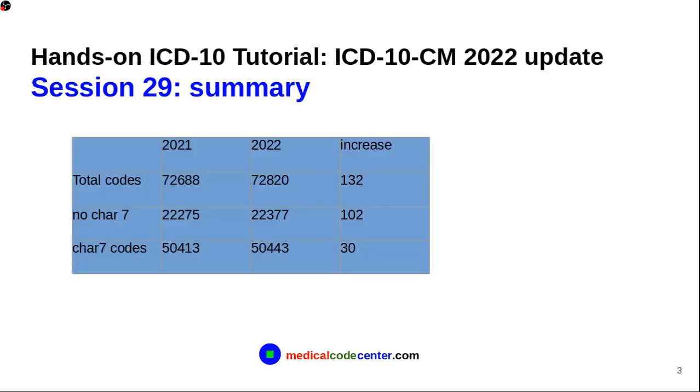So first of all, for the 2022 version, we have 132 new ICD-10-CM codes. As you know, we have two types of ICD-10-CM code. One is without character 7. For this category, we have 102 new codes. And for the codes with character 7, we have 30 more codes.